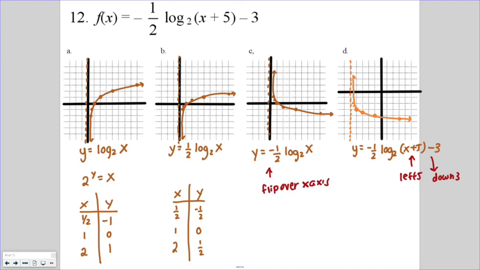So with logs, just always make sure to convert into exponential form first. If you need to, make the t-table. If you don't need to make the t-table, you can do it in your head. That's fine as well. And then shoot me emails if you guys have questions.